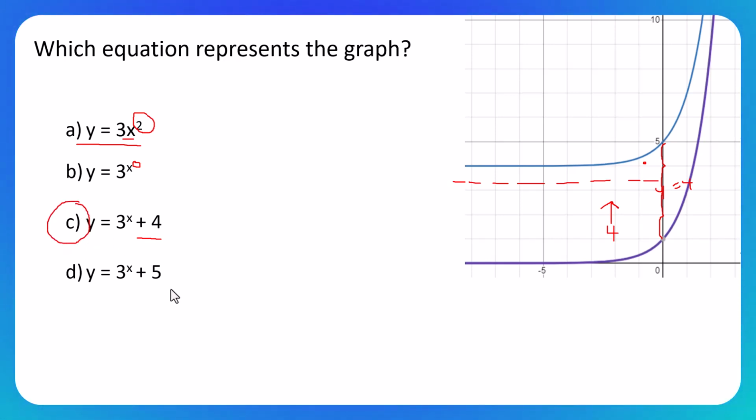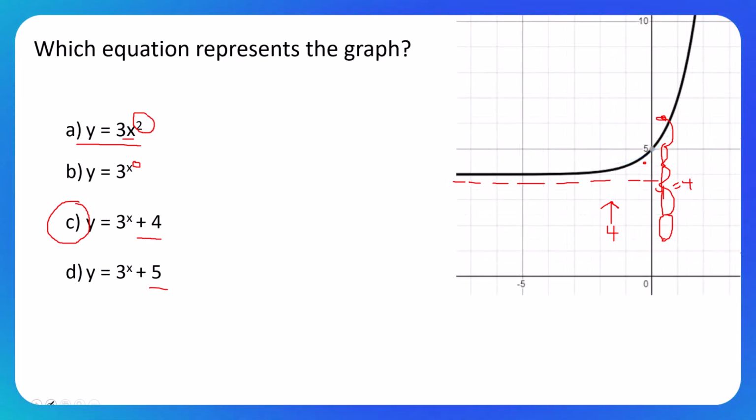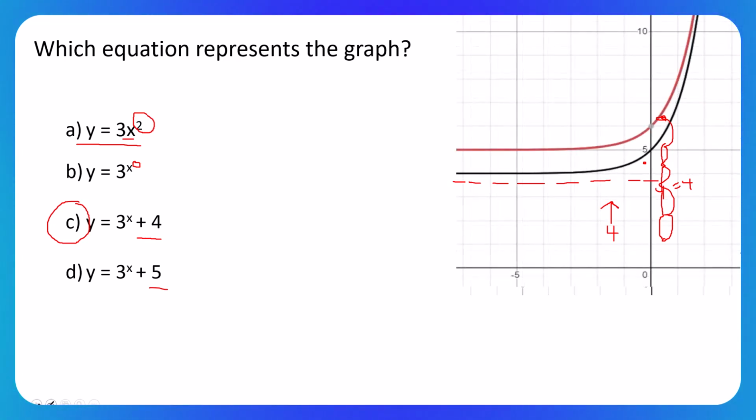Let's graph that. If we shift up 5, starting here at 0, 1, and we go up 5, 1, 2, 3, 4, 5, we're going to end up here. Okay, all right, that does look like C is a match. And then let's just graph D just to be sure. Yep, D does shift up 1 more. So graph each of these and find a match. The answer is C.